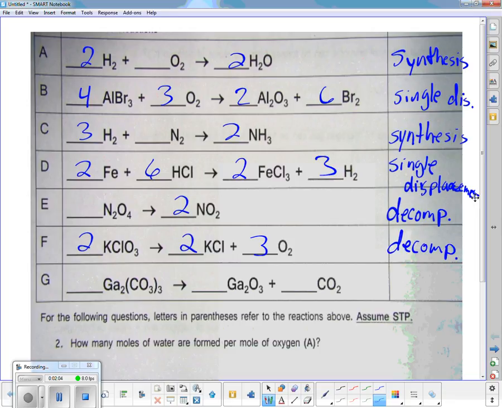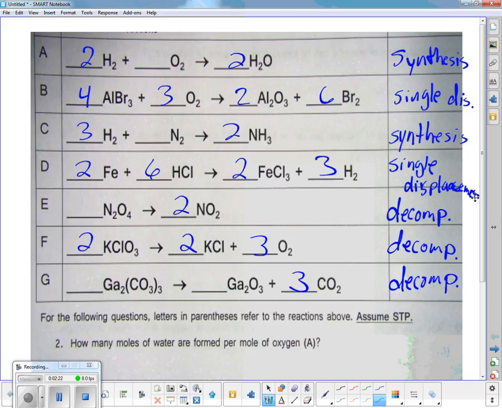Okay, what about the last one, G? Just a 3 on the CO2, is that right? Okay, what type? Decomposition. I got one thing and it's falling apart.